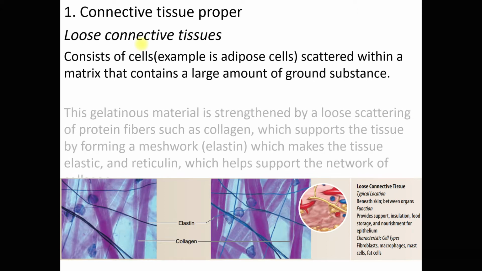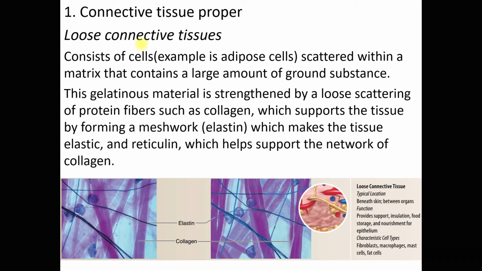Now talking about the matrix, the matrix where these cells are scattered. That matrix has a large amount of ground substance, so that matrix has gelatinous material. And this gelatinous material in the matrix itself is being strengthened by a loose scattering of protein fibers such as collagen.